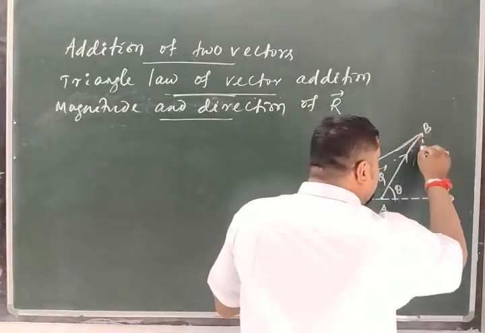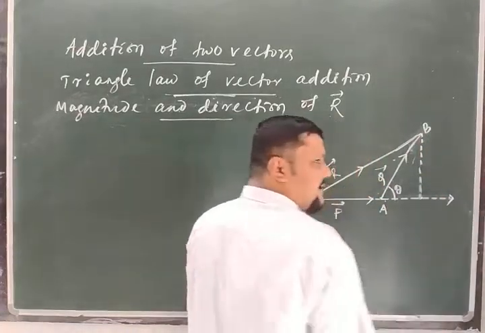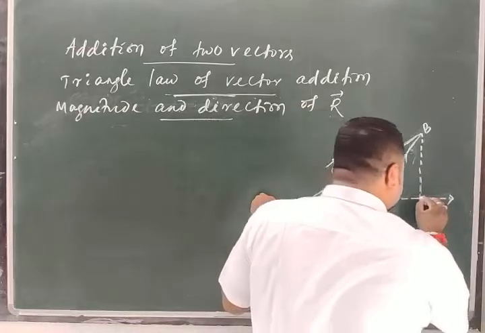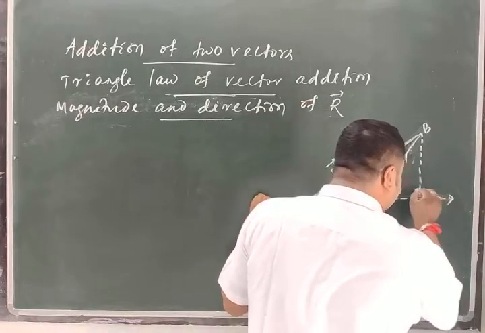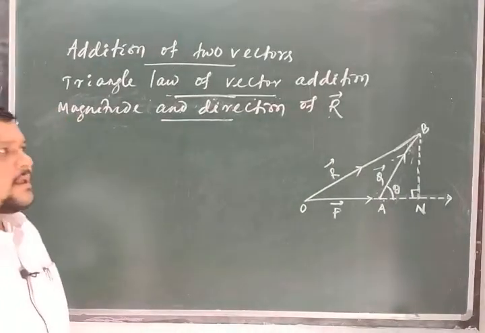Now, to find the magnitude and direction of R, let us draw something extra. Let us draw a perpendicular from B on OA extended, and let this be N. Perpendicular means this angle is 90. Clear?